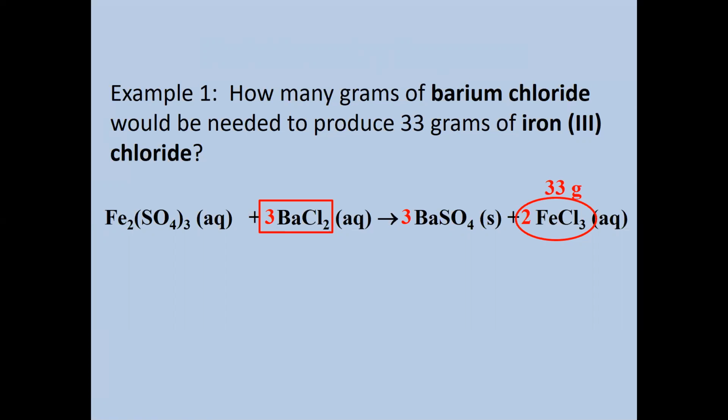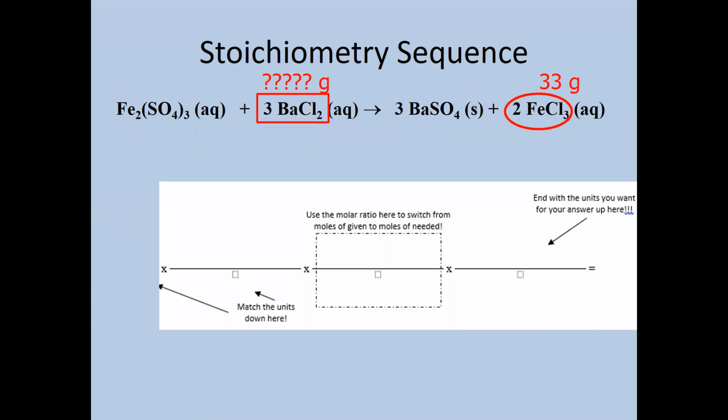I'm starting with 33 grams of the iron chloride, and I'm trying to find grams of barium chloride. So see, it doesn't matter. We don't have to start with the reactant and end with the product. We can start anywhere and end anywhere in our stoichiometry sequence.